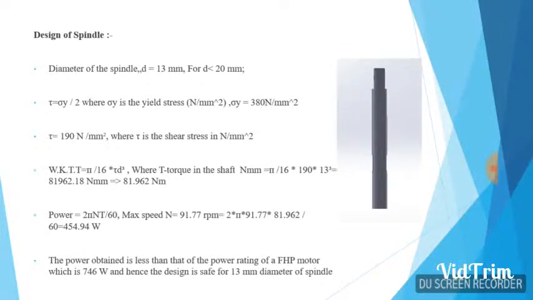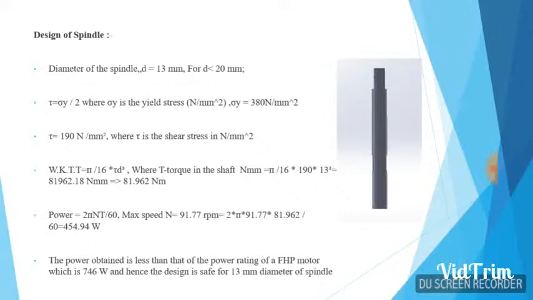Let's move on towards the design of spindle. The diameter of the spindle required is d = 13 mm for d less than 20 mm. The torque is equal to sigma y upon 2, where sigma y is the yield stress in Newton per mm square. Sigma y is equal to 380 Newton per mm square. Tau is equal to 190 Newton per mm square, where tau is the shear stress in Newton per mm square.